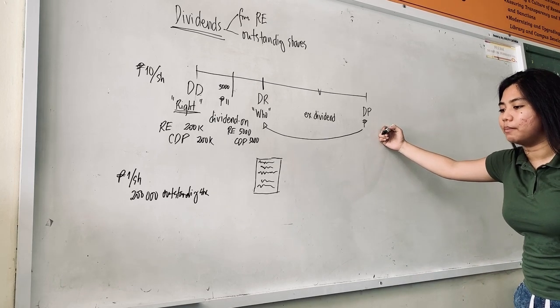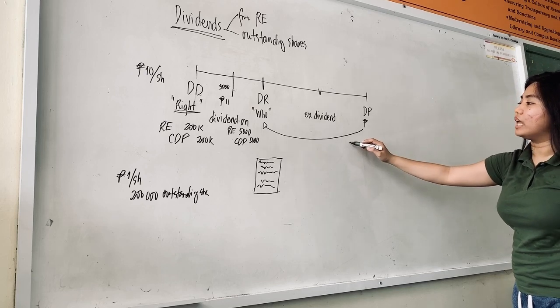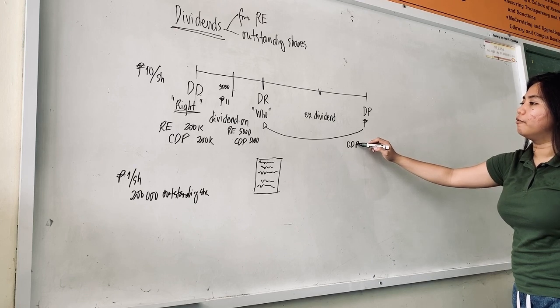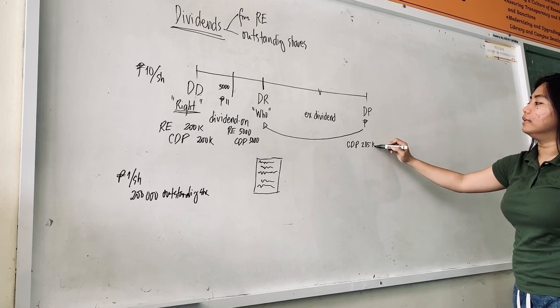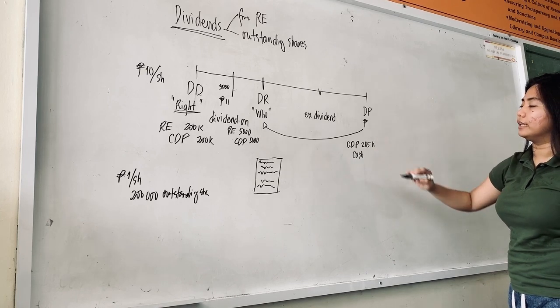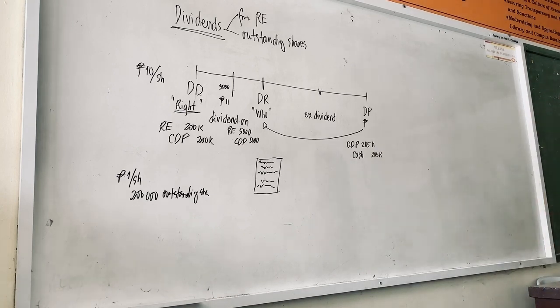Paano ba tayo magbayad ng liability? So, we debit cash dividends payable. For how much? 205,000. And credit, cash. Kasi babayaran na natin. Definitely, maglalabas tayo ng cash. So, in the amount of 205,000.